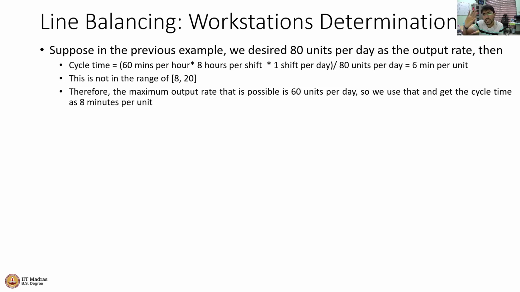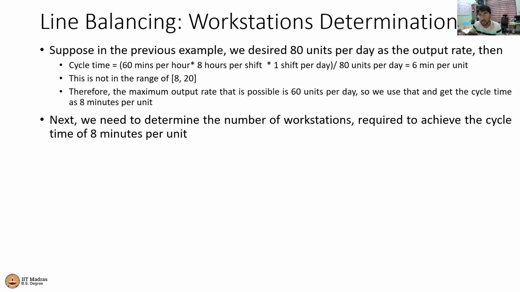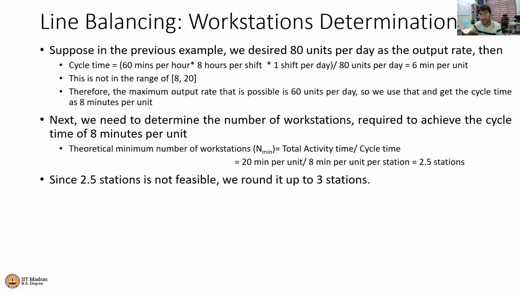Alright, so once we have determined the cycle time, we have to see how many workstations are required to get that cycle time of 8 minutes. So that is going to be the next question. How do we determine the number of workstations? This is determined as the theoretical minimum number of workstations, n-min, which is the total activity time, 20 minutes for the 5 activities, divided by the cycle time, which is 8 minutes per unit. So I need 2.5 stations.